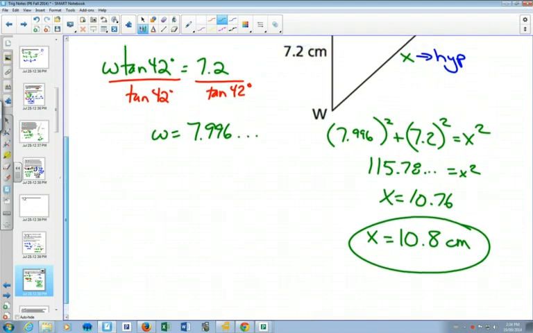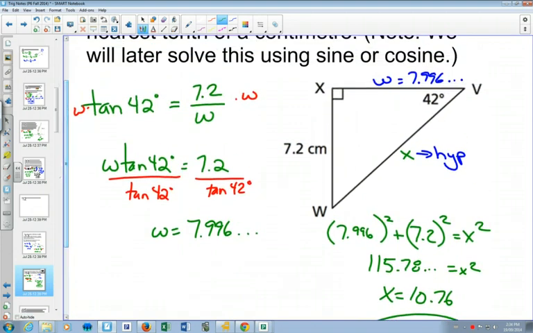Now it says in your notes that later on, once we learn sine and cosine, there's going to be a faster way to do this question. Okay? Because tan, the only one we know so far, is always the opposite over the adjacent, tan of any angle. We're going to learn later that sine of any angle is the opposite side over the hypotenuse. We're not going to learn that yet, but if we did know that, we want to find the hypotenuse.